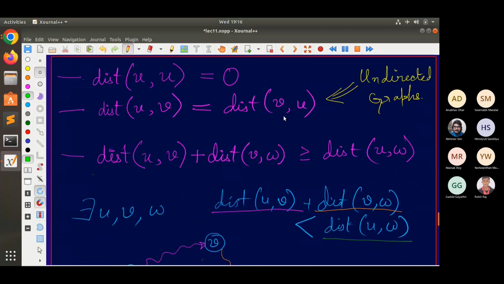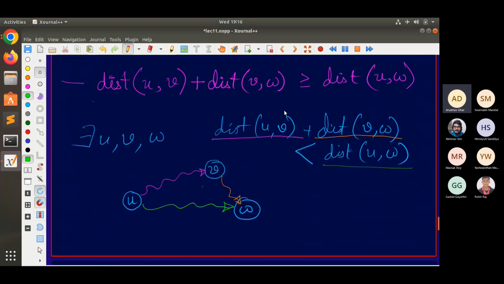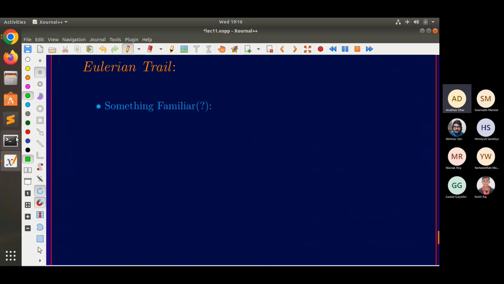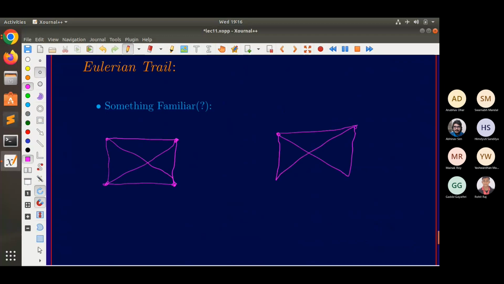Okay. So now with that definition in mind, we will be talking about something called the Eulerian trail. Before that, I'll ask you a general question. Has anyone seen this kind of a structure before? Or another variant of that structure is this. Anyone, anywhere?